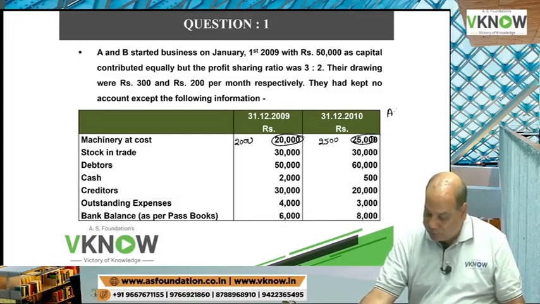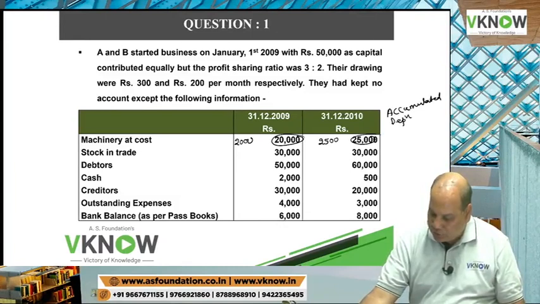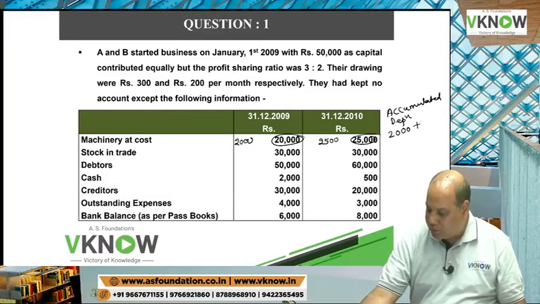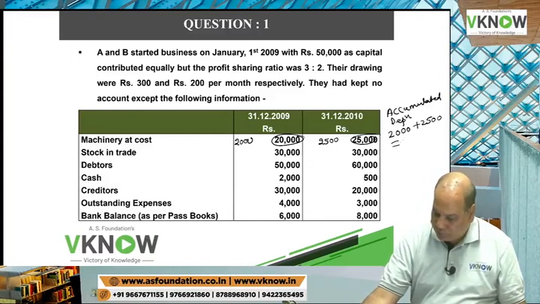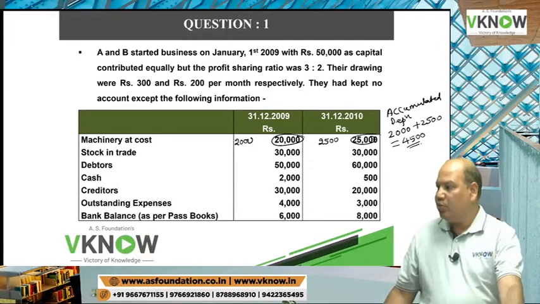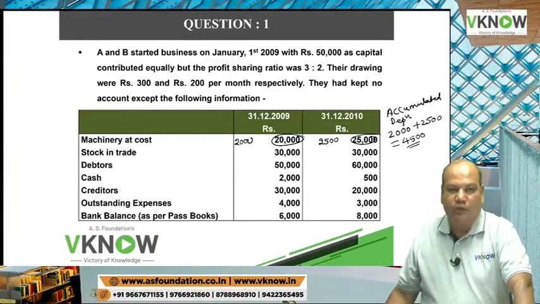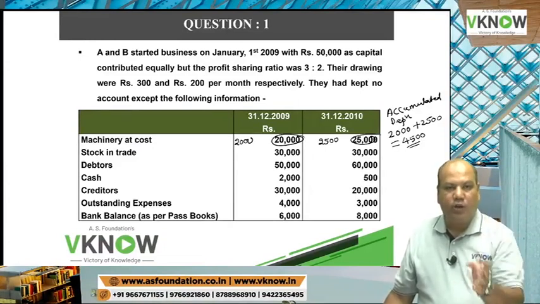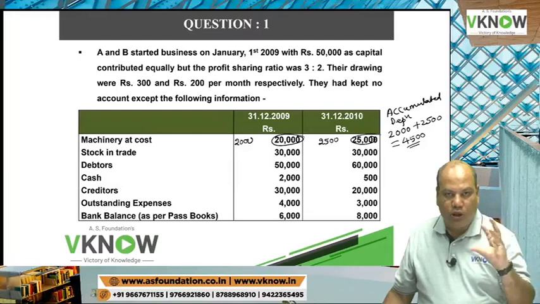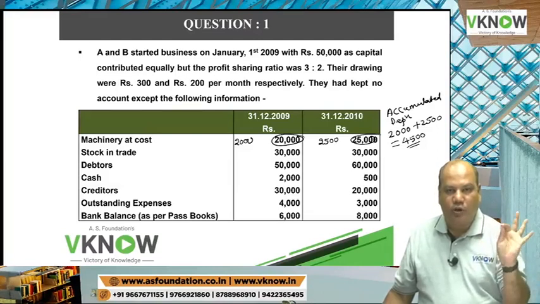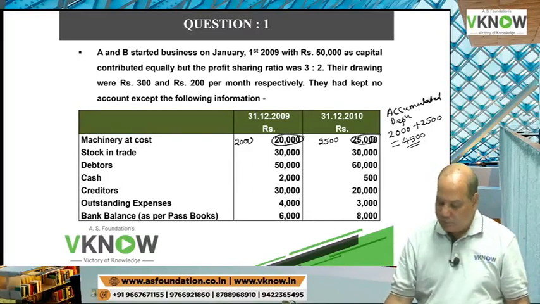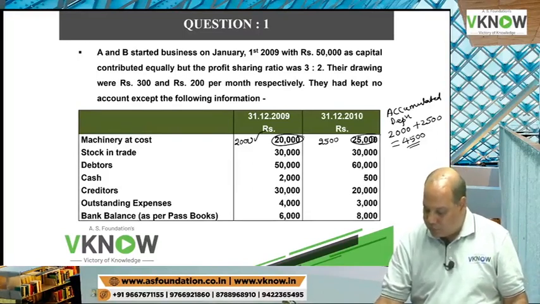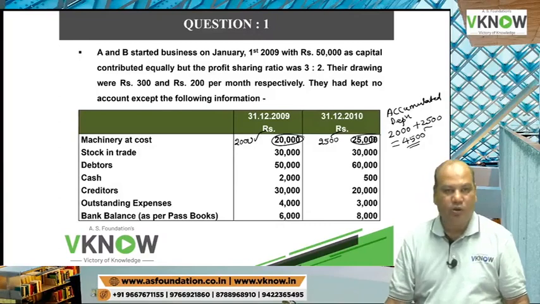And in the second year, my accumulated depreciation will become 4500. Accumulated depreciation means total depreciation for all the years together. 2000 of the first year, 2500 of the second year. So total depreciation will be 4500 rupees. I will require all these numbers, hence I am telling you right now.